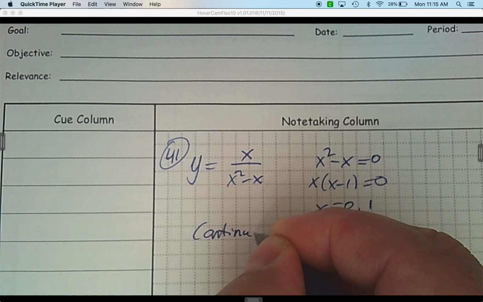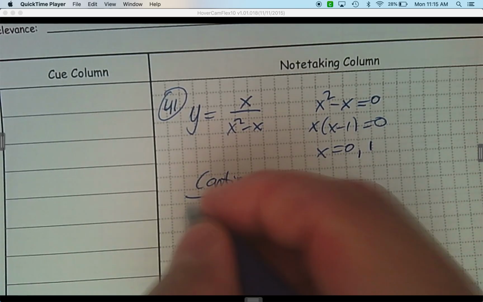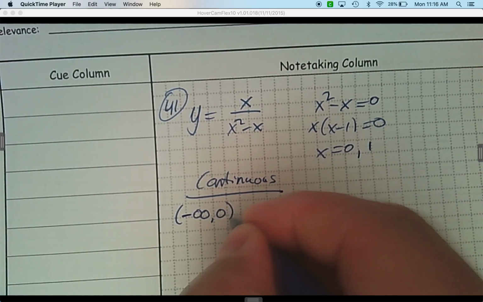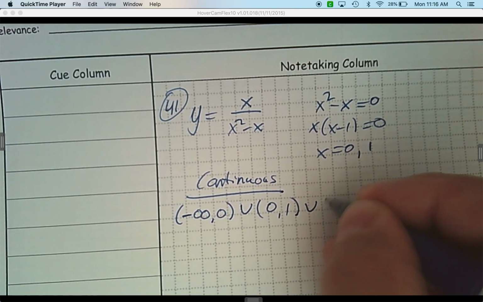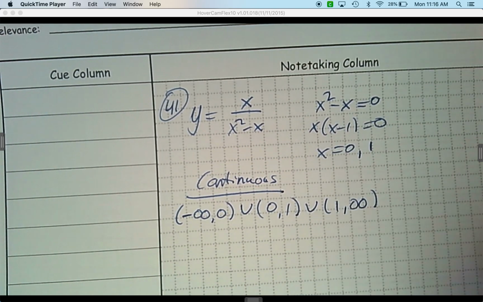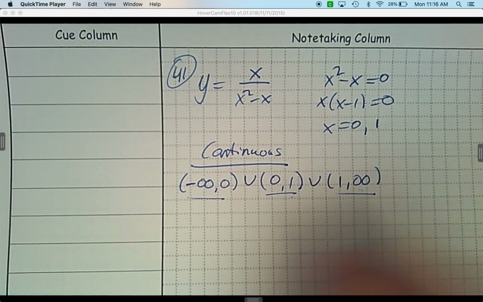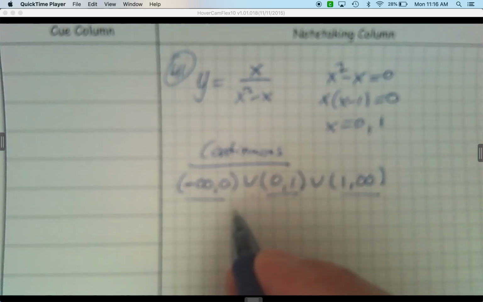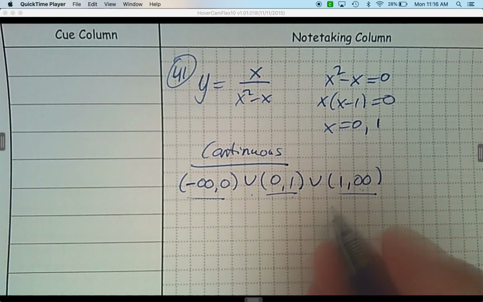So we're going to do this in interval notation. I think that's how you spell continuous. It's continuous from negative infinity all the way up to 0. It's continuous from 0 to 1. And it's continuous from 1 to infinity. So in interval notation, these are the intervals of continuity. And then at 0 and at 1, in one case, the 0 would create a hole, and 1 would create a vertical asymptote.